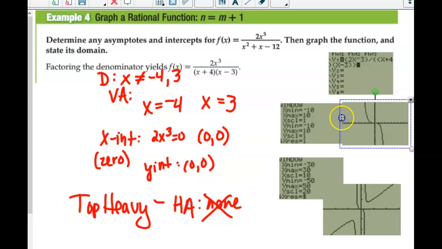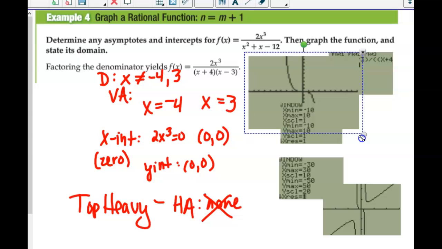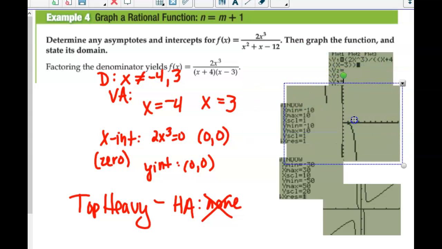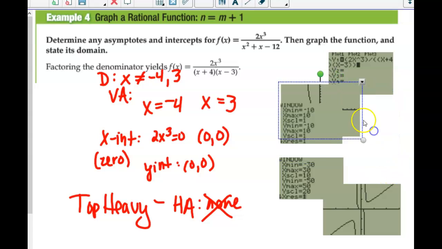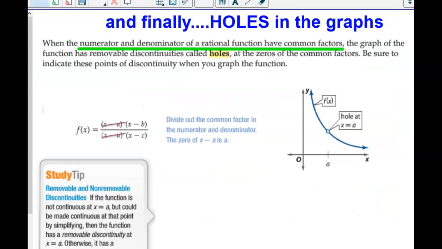By the way, this is what that graph looked like when I did a Zoom 6. So I had to change my window because I knew there was something else going on somewhere. Okay? All right, we'll do some together today. I don't want to take time to do that one on the calculator.